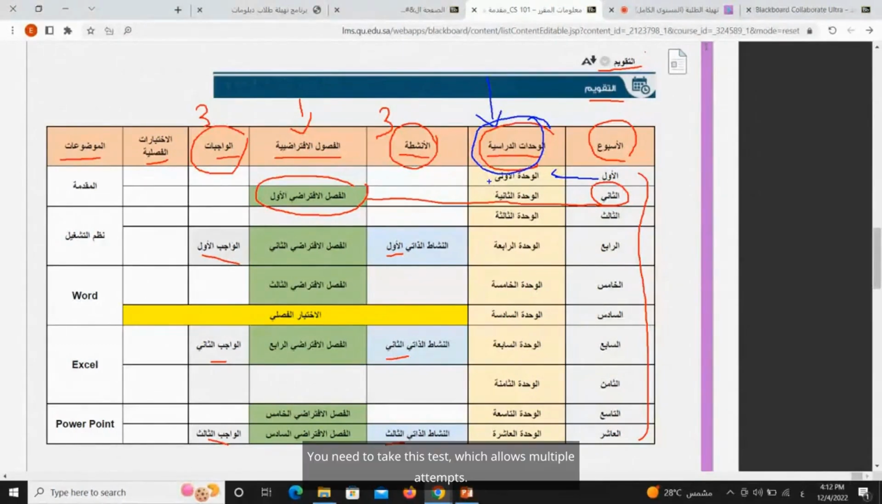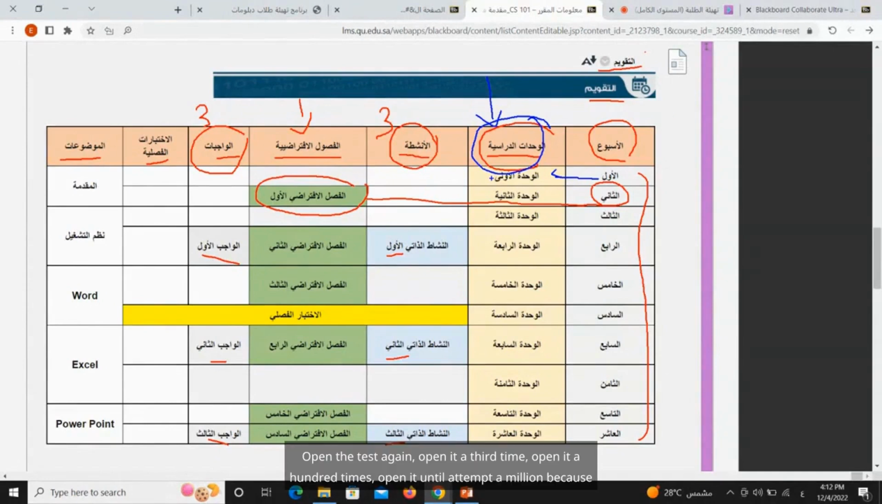You need to take this test, which allows multiple attempts. Focus with me on this part. What does multiple attempts mean? It means that when you take the test, you're not given just one attempt. So if you finish the test, and let's say you scored half a point, or a quarter of a point, what do you do? Do you just say, that's it?